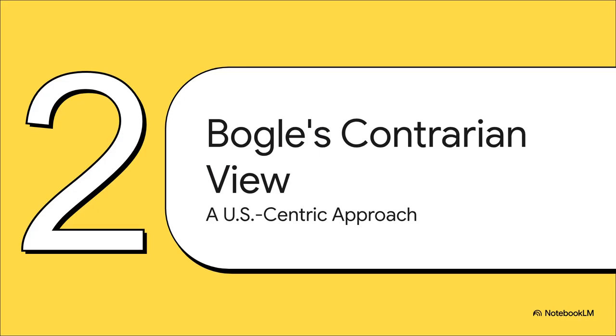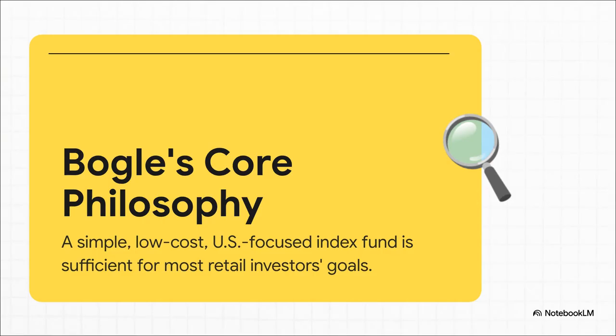And it's against this established doctrine that Jack Bogle stood. He consistently challenged this view, with a philosophy that was rooted in simplicity and a very sharp focus on empirical evidence. At its heart, Bogle's argument was rooted in the unparalleled strength and stability of the U.S. economy. He contended that for the average retail investor, a single, broad U.S. index fund already offered all the diversification and growth potential that they would need.